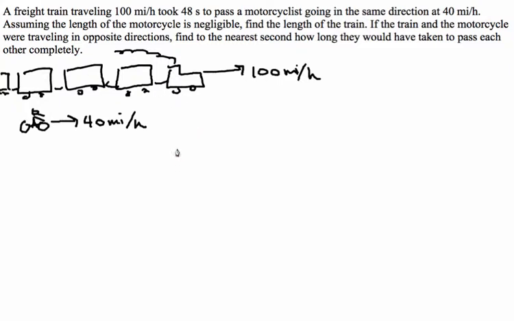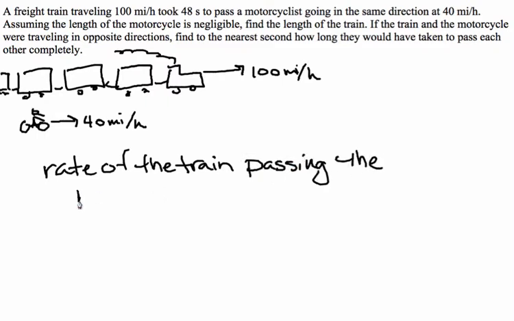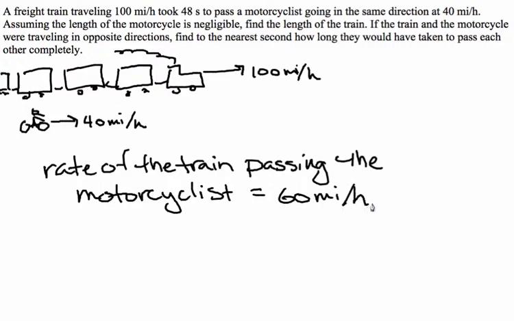So we can say that the rate of the train passing the cyclist, the motorcyclist, is 60 miles an hour. That is its rate of passing the motorcyclist. That's not the actual speed it's traveling along the earth, okay, but that is its speed in comparison to the motorcyclist. So if it took 48 seconds to pass the motorcyclist, then the distance that it took to do that is how long the train is.